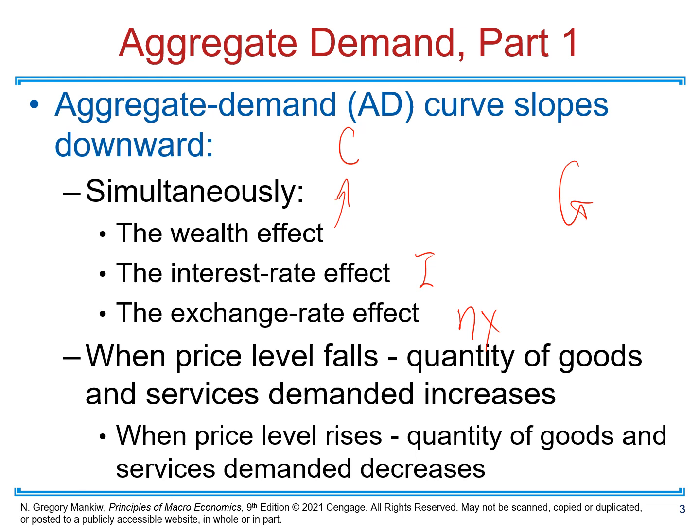So when the price level falls, the quantity demanded for goods and services increases, and vice versa. When the price level increases, the quantity demanded for goods and services will decrease. Just like our regular supply demand curve, for the aggregate demand curve we see this inverse relationship between the price, which is now the overall price level in the economy, and how much real GDP is being demanded in the economy, and that's because of the three effects.